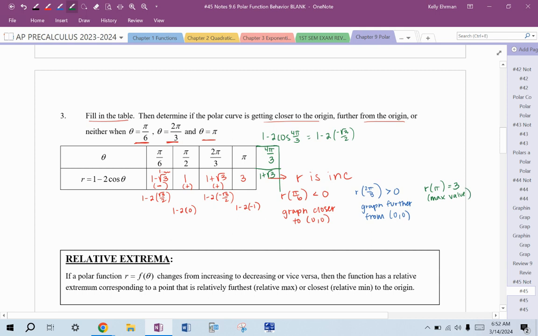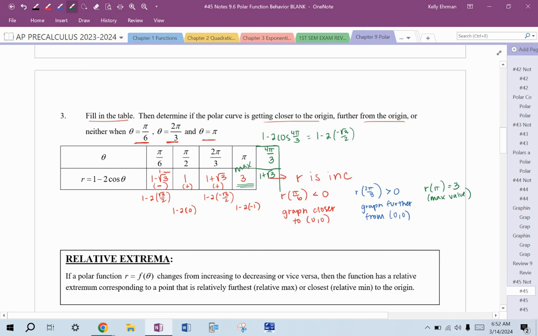I know that 3 is the max value because cosine has a maximum of 1 and a minimum of negative 1. So this is going to range from negative 3 to positive 3. So I know this is the max. I guess I didn't need to have the extra point, but this is the max value.